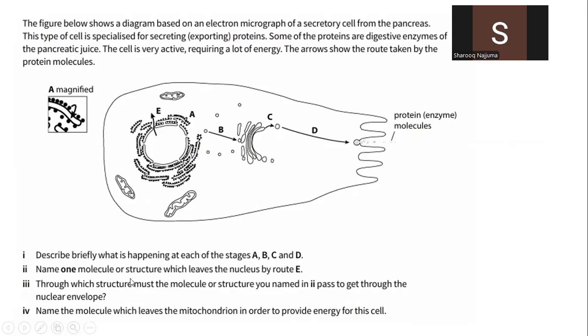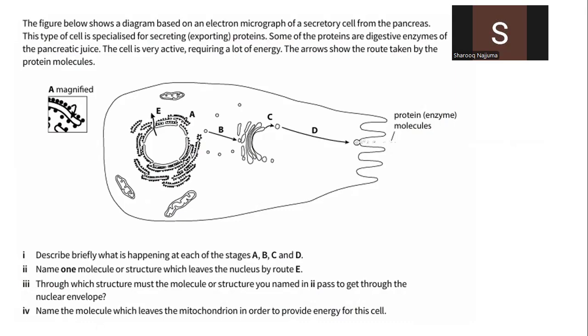Roman number 2, name one molecule or structure which leaves the nucleus by route E. We looked at examples of molecules that will be leaving the nucleus. Hope you remember some. We talked about the ribosome. The ribosome leaves the nucleus because remember it is made by the nucleolus, so it has to leave the nucleus to the outside. Okay, so we have the ribosome. Someone can talk about the mRNA.